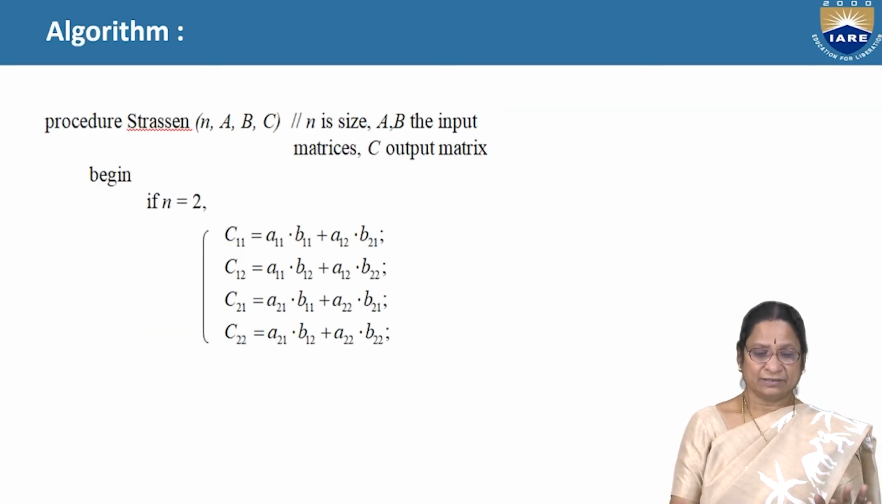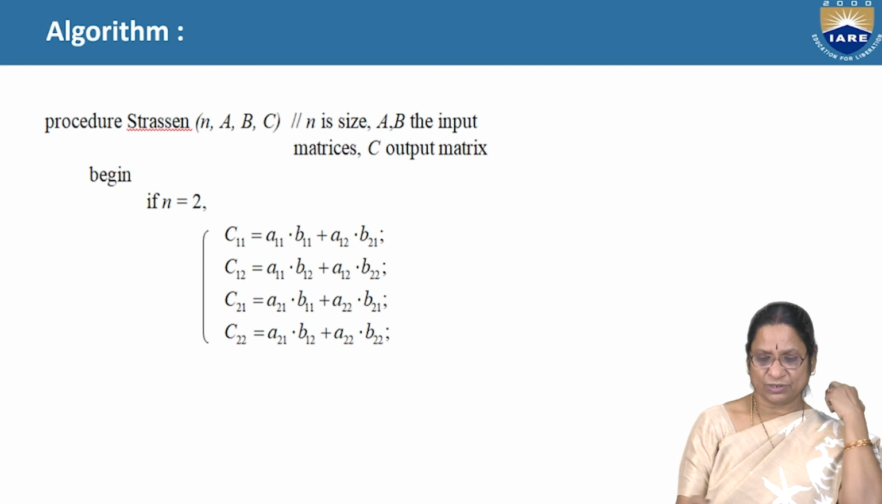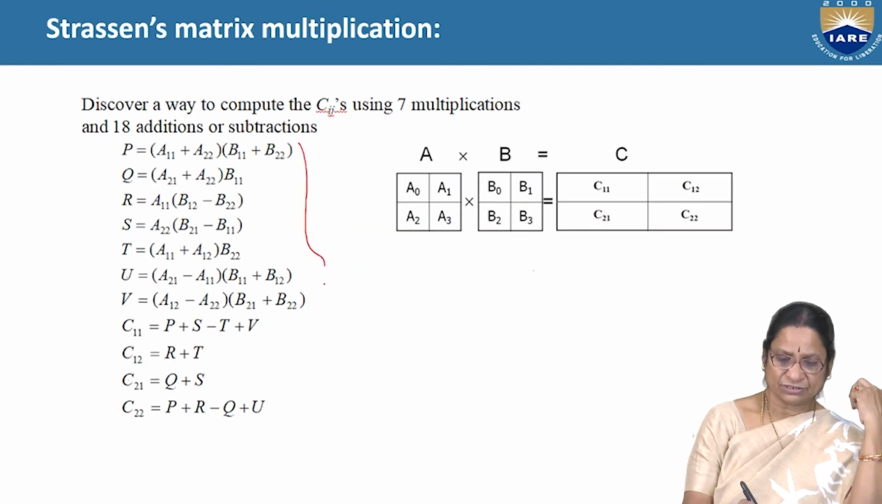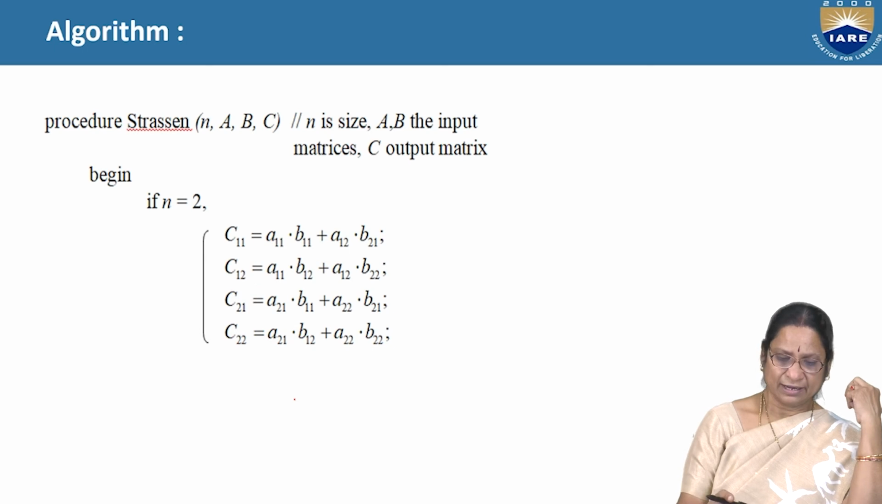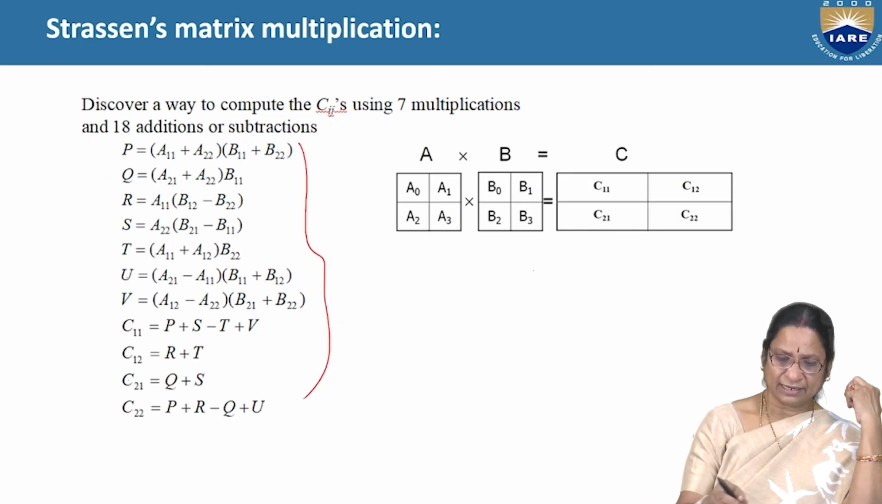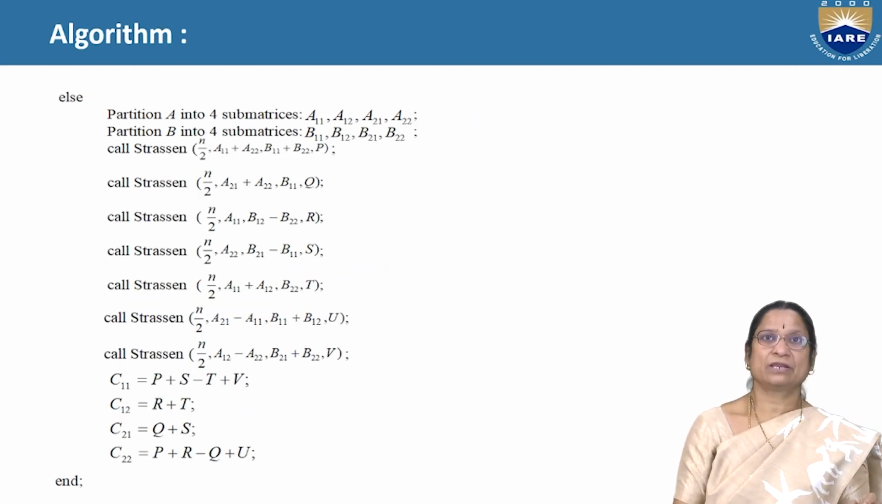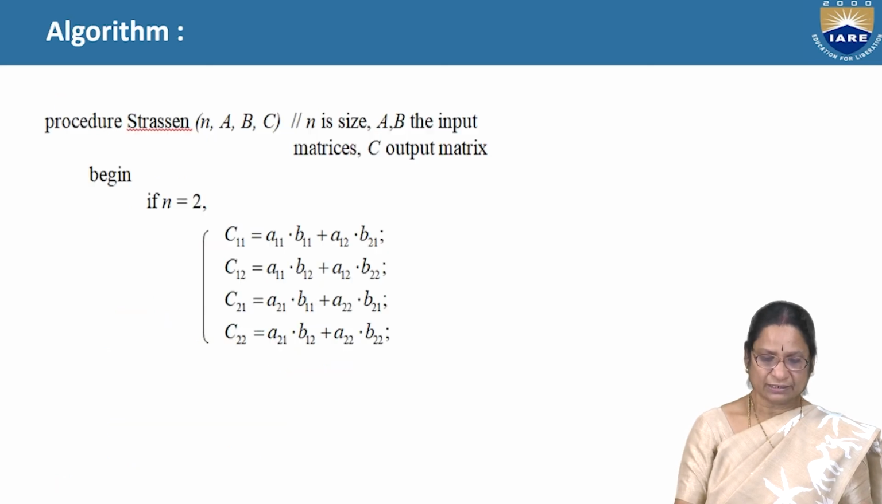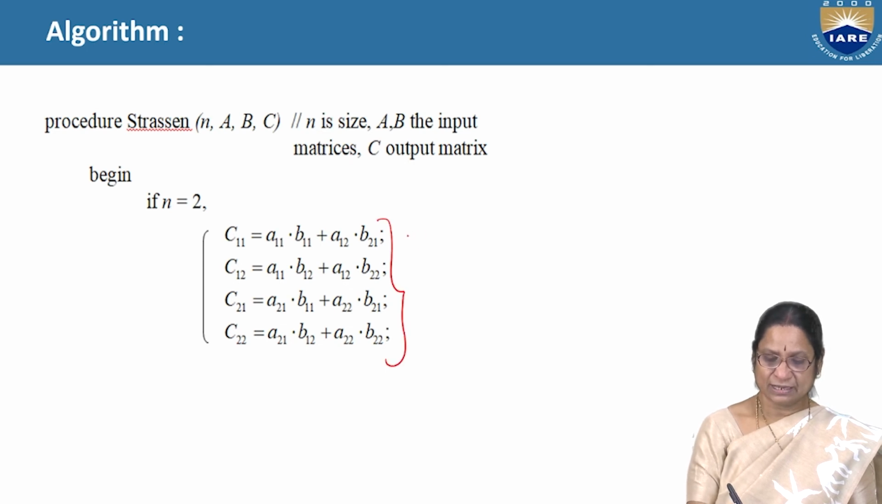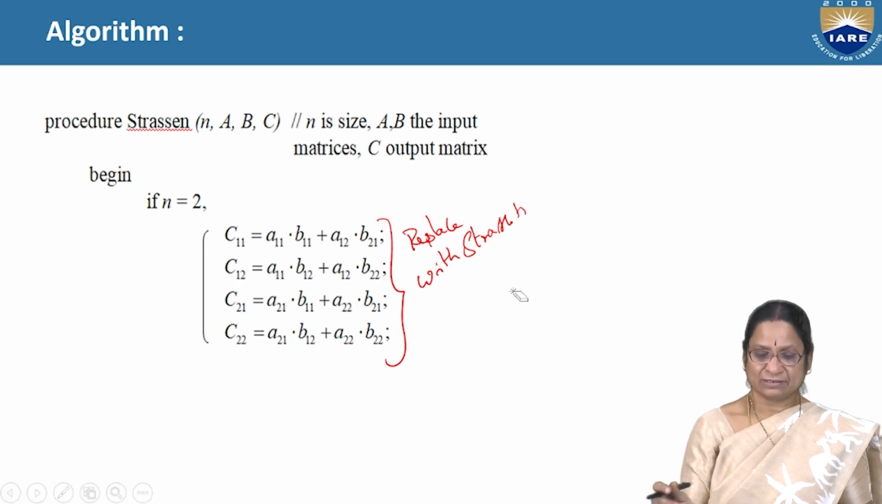So the procedure is, we are going to write Strassen's matrix multiplication. If n is equal to 2, we compute directly by using normal multiplication, or otherwise we are calling recursively. This is a recursive procedure. Instead of using these expressions, replace these expressions with our Strassen's. So we replaced these with our Strassen's.